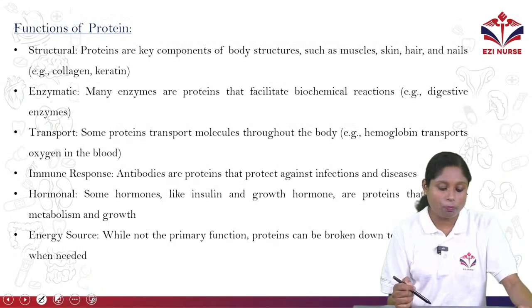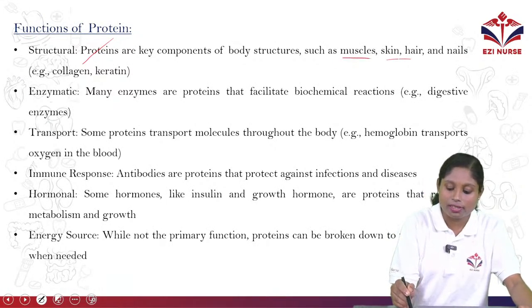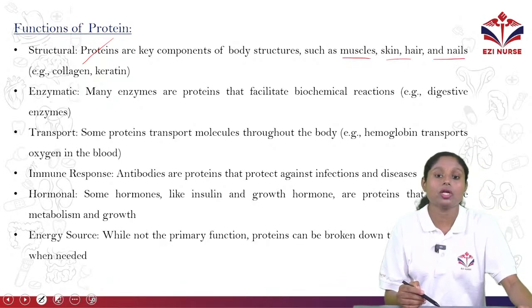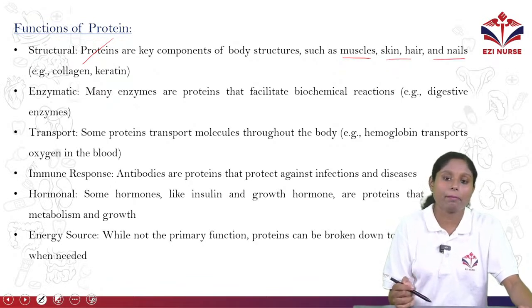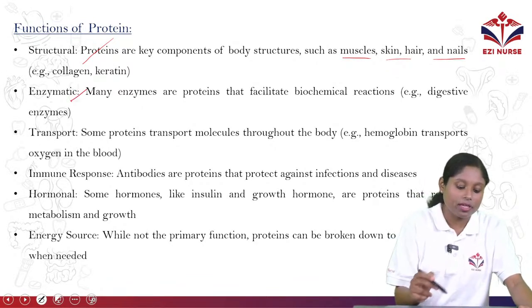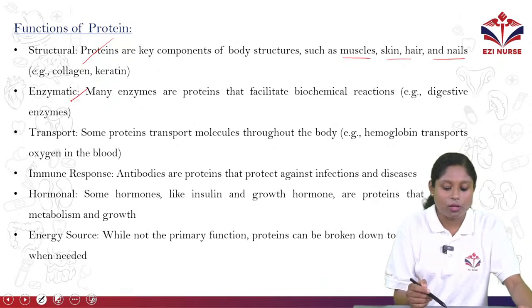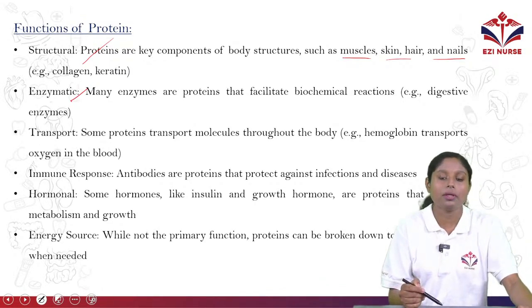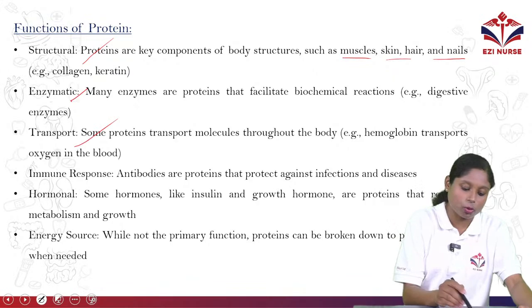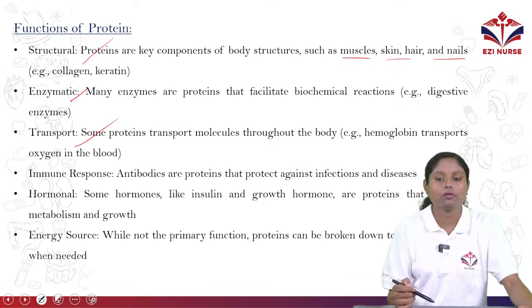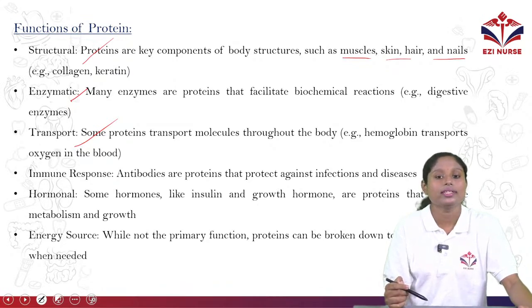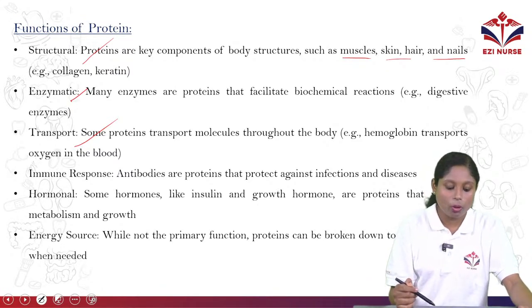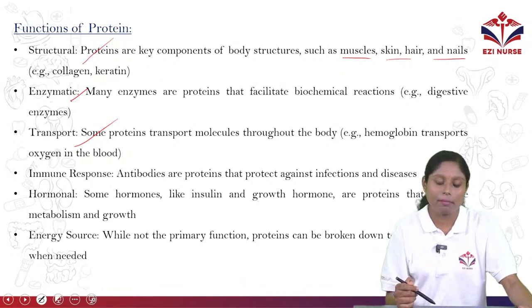Coming to functions of protein, structural function. Proteins are the key component of body structure such as muscles, skin, hair, nails. Example, collagen and keratin. So, our body has collagen and keratin. It is mainly made up of protein. Next is enzymatic action. What is it? Mainly enzymes are proteins that facilitate biochemical reactions. Example, digestive enzymes. Transport. Some proteins transport molecules throughout the body. So, in our body, molecules should be transported throughout the body using some kind of proteins. Example, hemoglobin transporting oxygen in the blood.